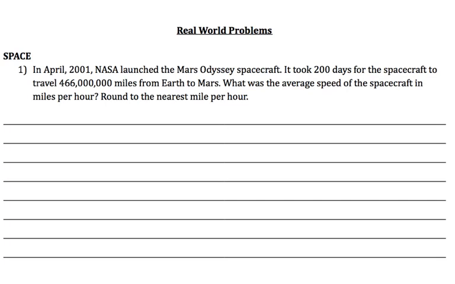Read through this problem on your own. So basically, here's Earth, Mars, and the distance here is going to be 466 million miles.